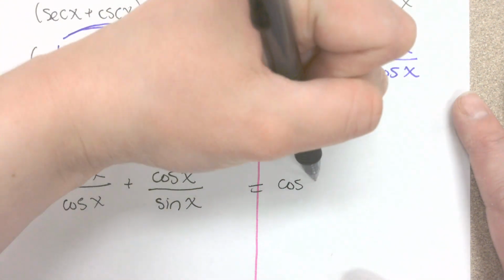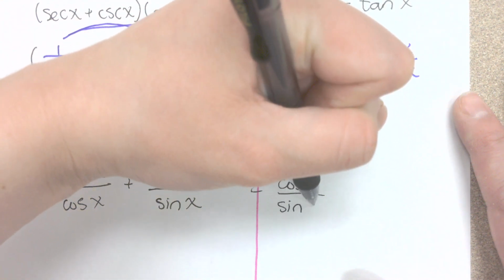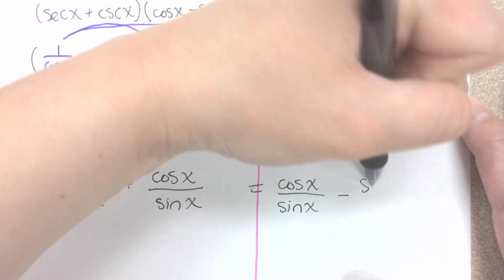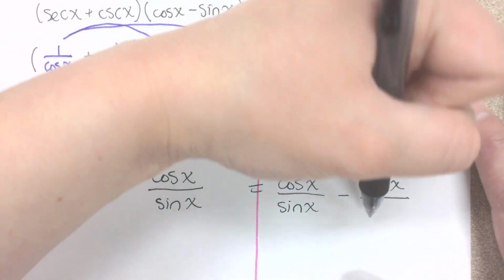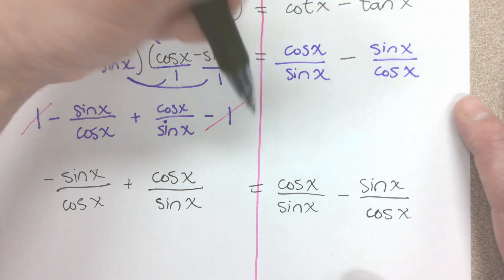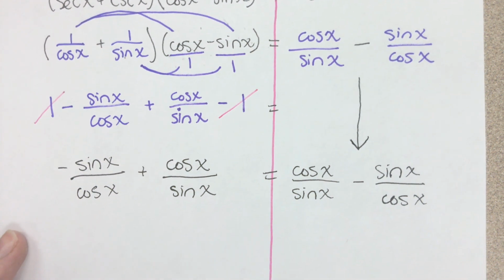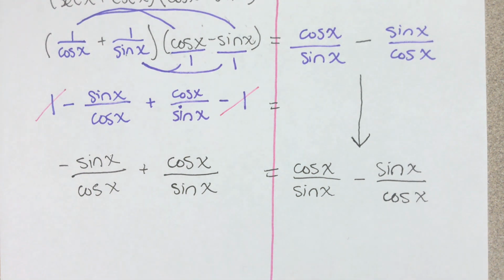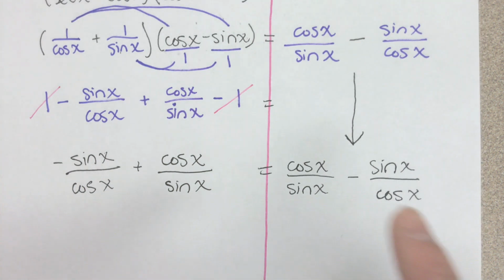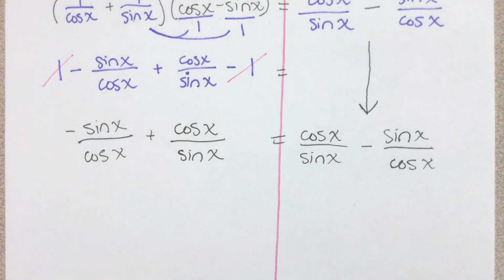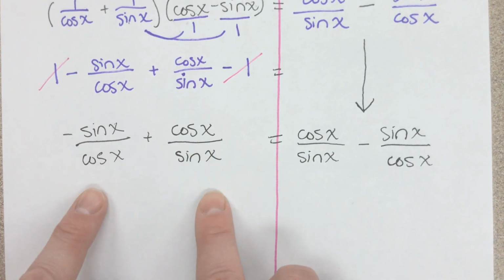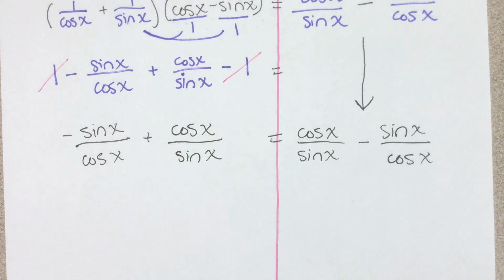Cosine of x over sine of x minus sine of x over cosine of x. I hope you see that these are the same thing, they're just switched. So one of the sides has to be flipped. You either flip the left side or you flip the right side. Choice is yours. I prefer to have the negatives in the back, that's me. So I'm going to switch these two on the left side to make this work.